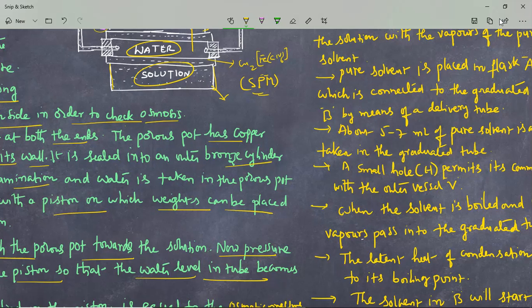Now, why this method is an advantageous one is that establishment of equilibrium takes place quickly in this method. That's why the results are obtained in a short time interval. That is the advantage of this method. Another one: if you conduct this method for the measurement of osmotic pressure pi values, then the concentration of the solution does not change during the determination of osmotic pressure.